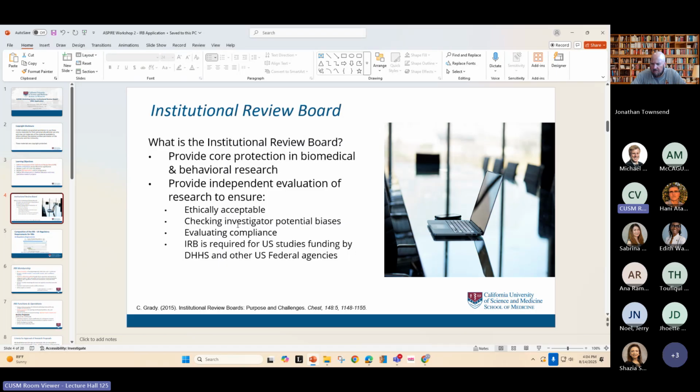Well, its function is really in this first bullet. It's to provide core protection in biomedical and behavioral research. It is to protect subjects. It is to protect specimens. It is to protect, in our business of education and the business of research, human subjects. So it's in the umbrella of protection and the protection of human subjects.